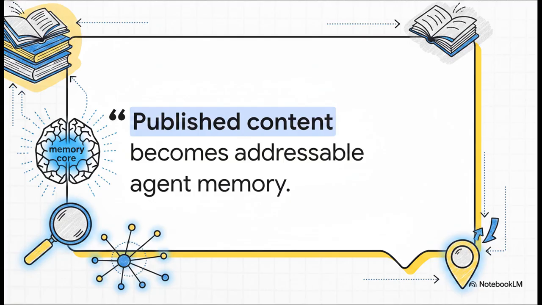Published content becomes addressable agent memory. Now, this brilliantly illustrates the absolute key product idea of the entire AITrailblazer demo. You aren't just uploading a static document for an AI to read once and immediately forget. You are literally giving that published content a permanent home in the AI's operating brain, so it can be called upon exactly when it's needed.